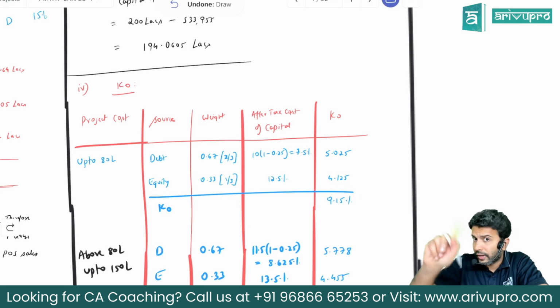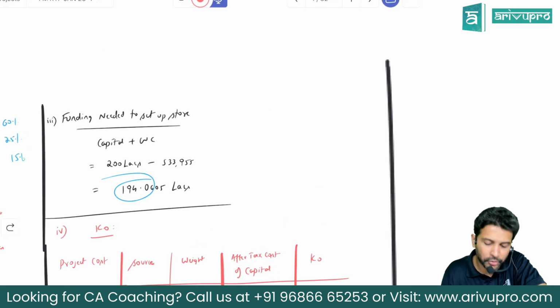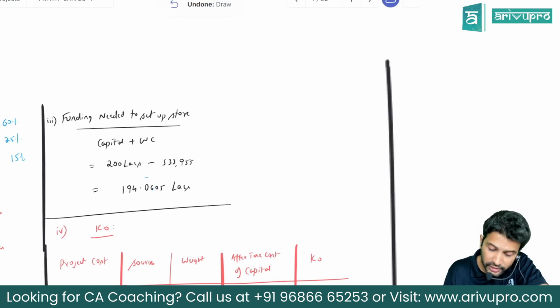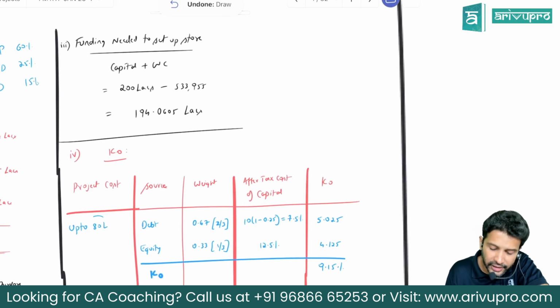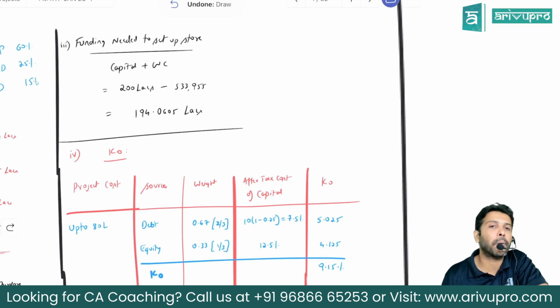So if your funding is only 80 lakh, means your KO will be how much? 9.15. But your funding is not 80 lakh. How much is the funding requirement for you? 194. In this 194, first 80 lakhs ka KO is 9.15.